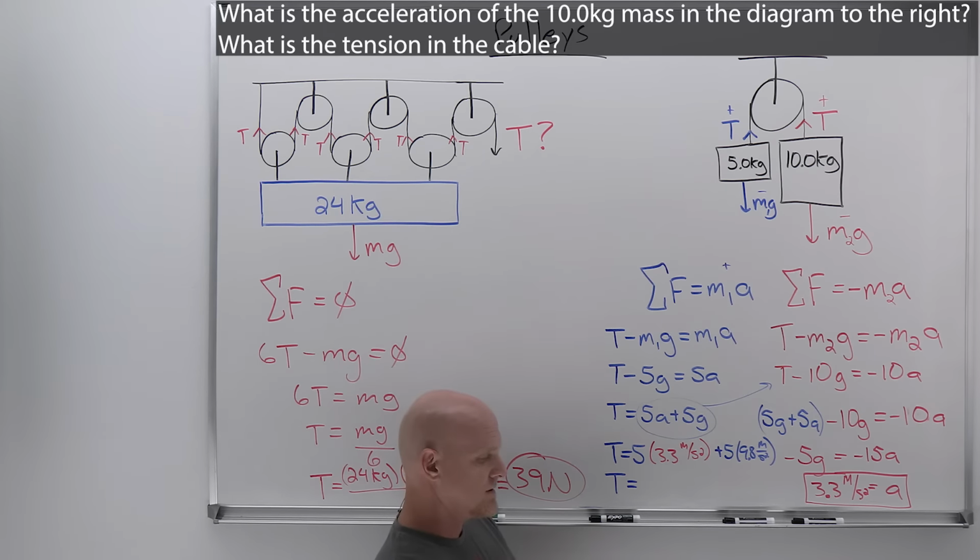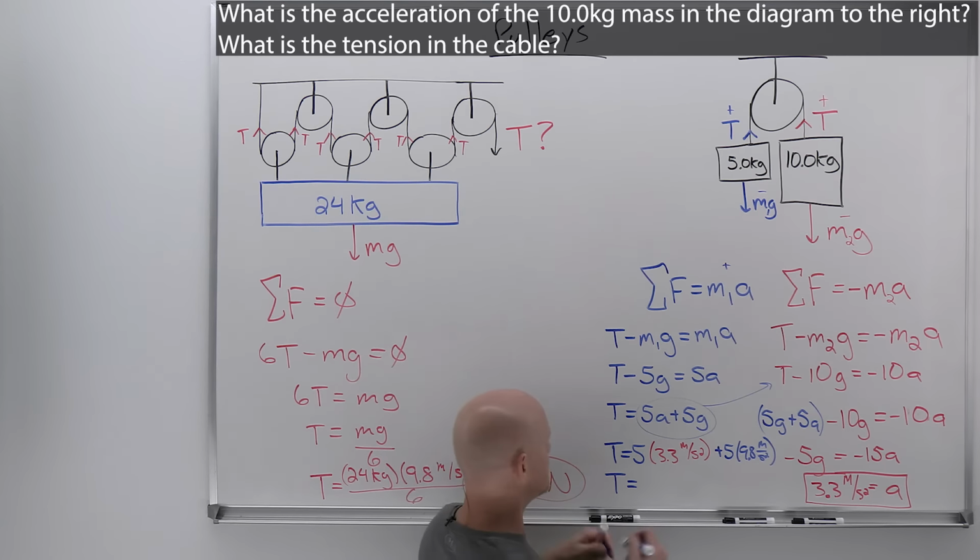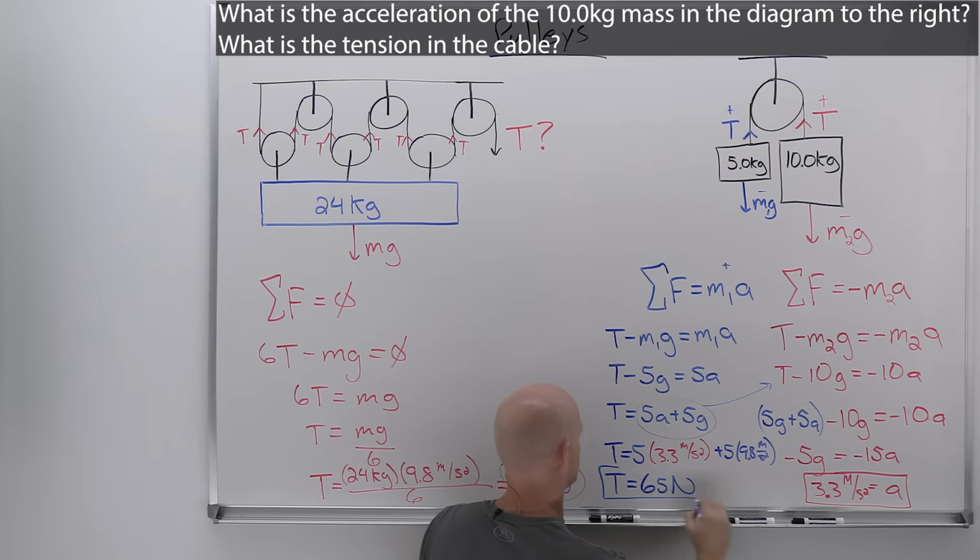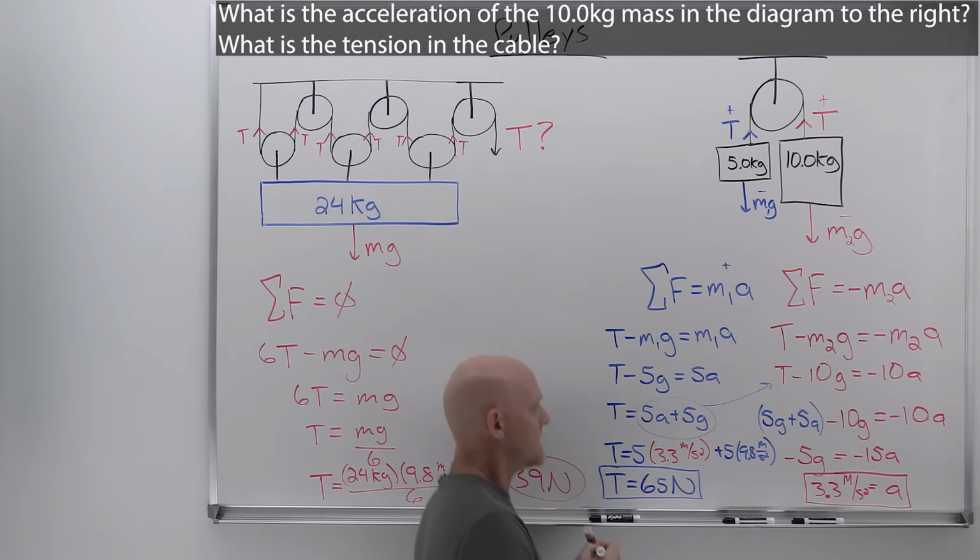Actually, let's keep this back. If I didn't round early, I could do 5 times 3.266666666 plus 5 times 9.8, and I really should save the rounding for the end. That's going to be 65.333, which to 2 sig figs would round down to 65 newtons. Cool, and that's the second of the 2 questions.